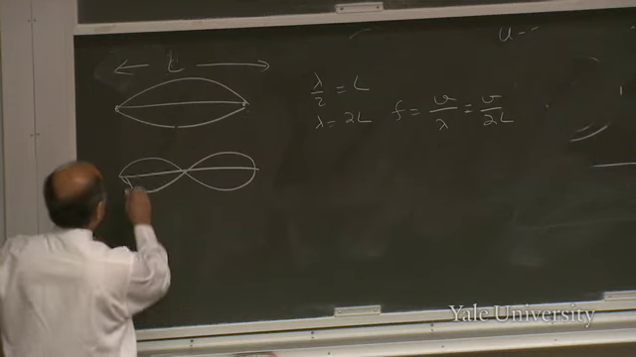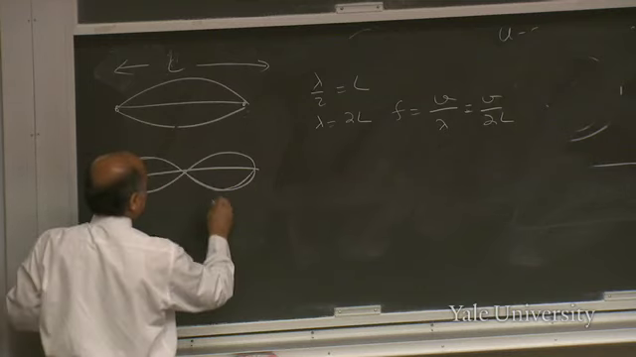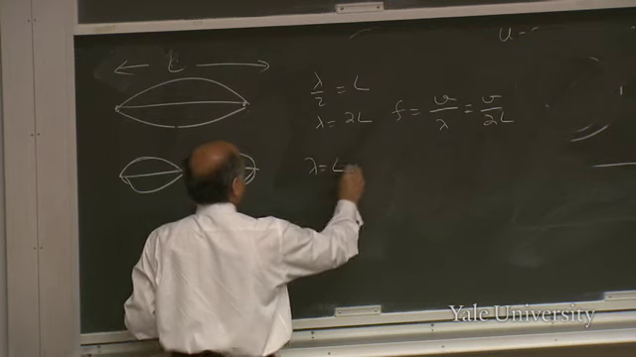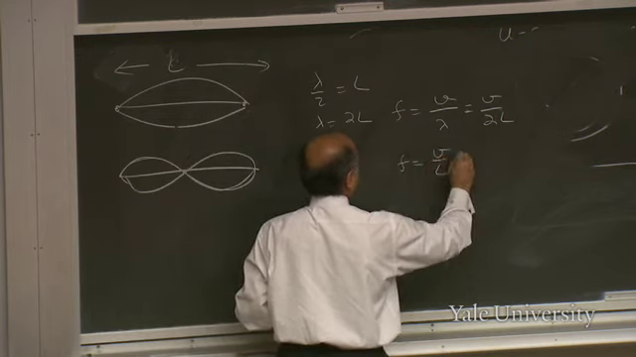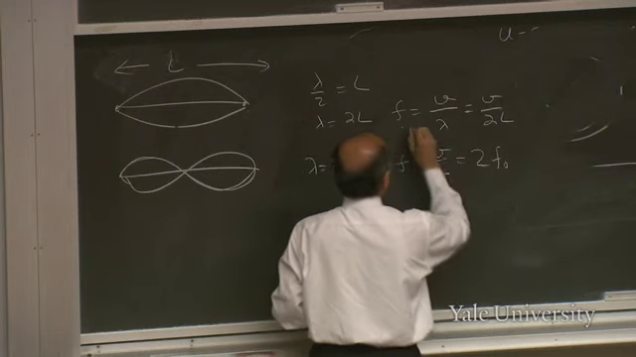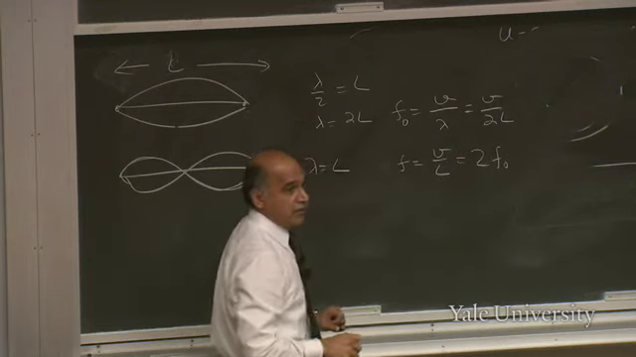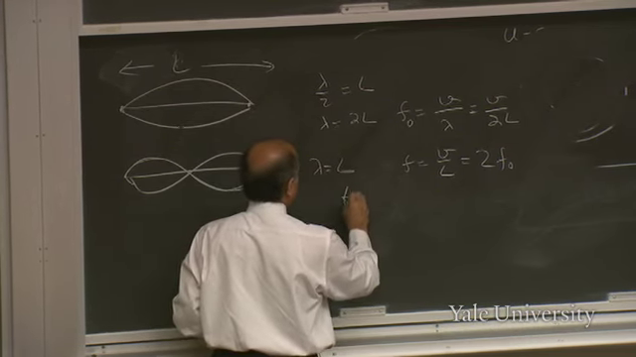When it vibrates like this, I think it's clear to you that it's gone through one full cycle here. This is lambda equal to L. You do the whole thing, you will find the frequency is now V over L, which is 2 times the lowest frequency, which we denote by f naught, which means the fundamental frequency.